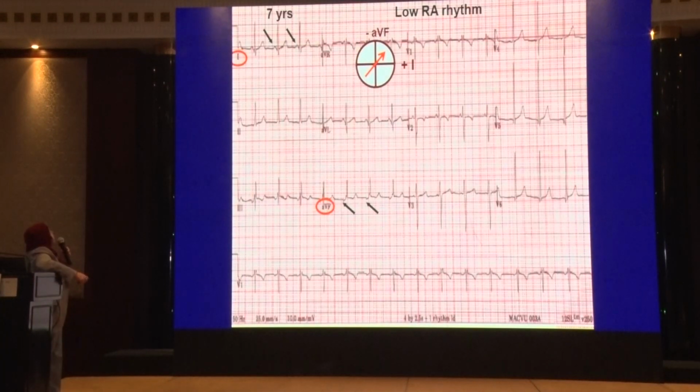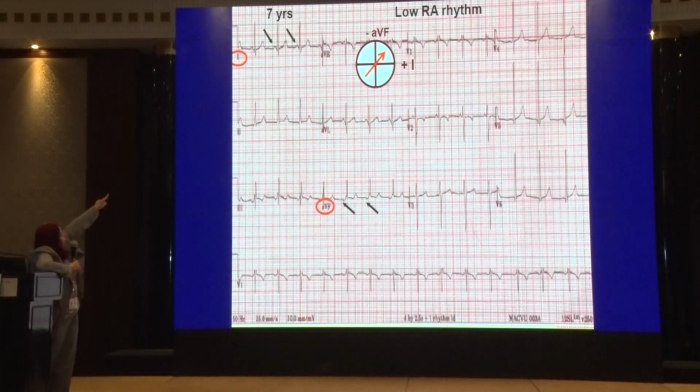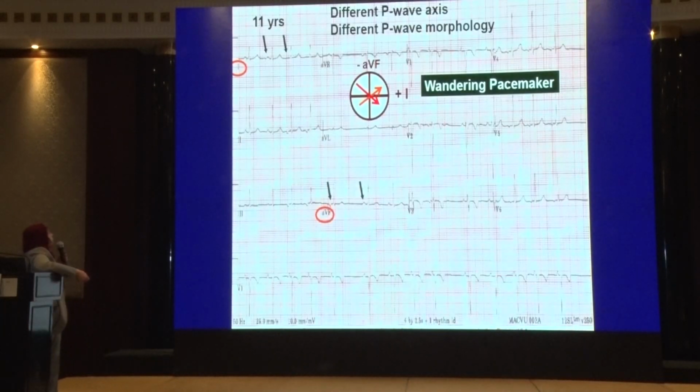Okay, so let's look at this patient. What does the patient have? We have a positive P wave in lead 1, a positive P wave in lead 2, and then in the AVF, in the AVR, it's negative, okay? In the AVR, it's negative. So my patient is not in sinus rhythm.